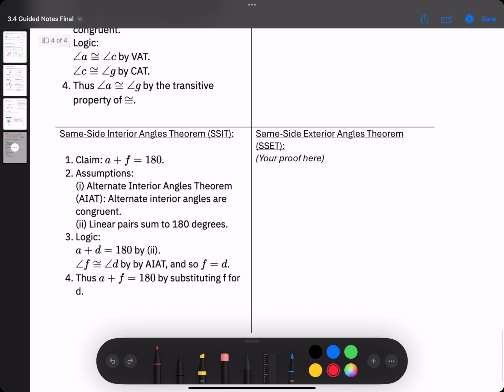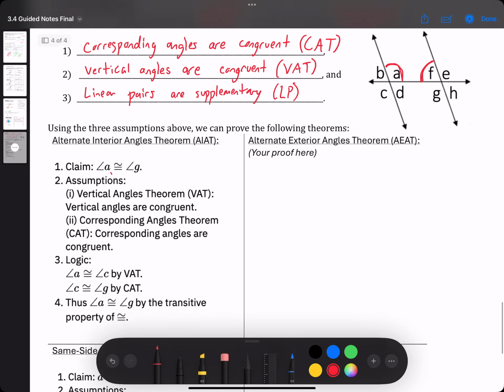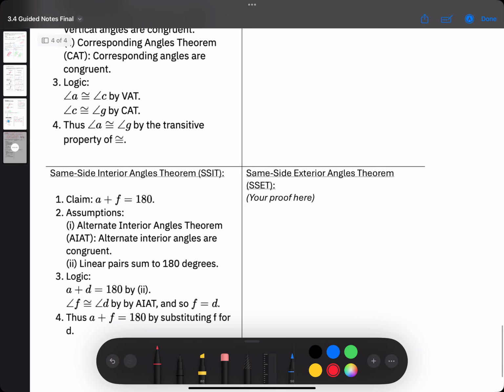All right, last but not least, we have the same side interior angles theorem. We claim that A plus F is 180 degrees, that this angle and this angle add up to 180 degrees. How do we know? Well, it's going to boil down to this.